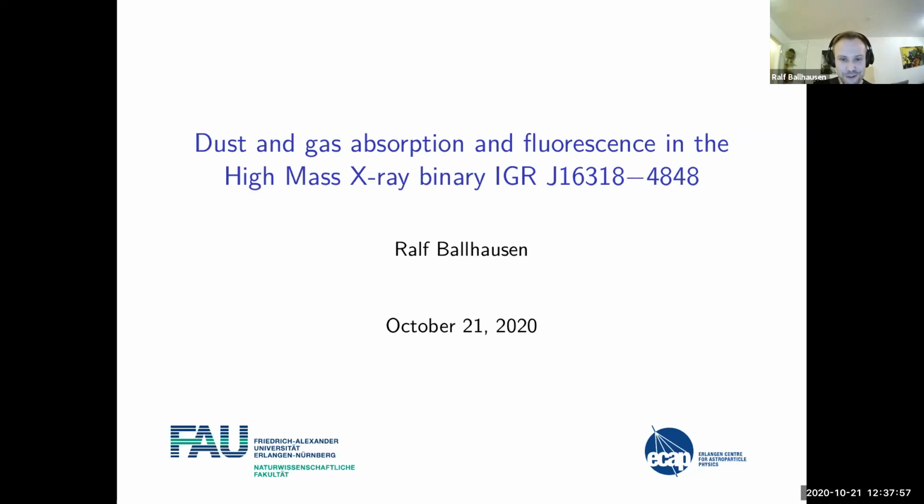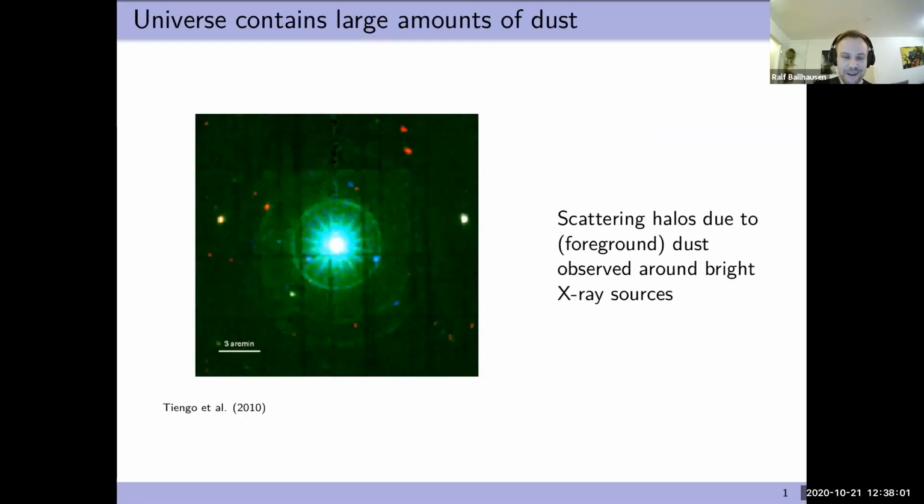So in the paper, we argue strongly directly from the high-mass X-ray binary point of view. But for dust absorption, all of you know, of course, that dust is very important in terms of X-ray absorption and scattering in the universe, and the fact that the universe contains huge amounts of dust, and that a large fraction of the heavier elements is actually depleted in dust grains.